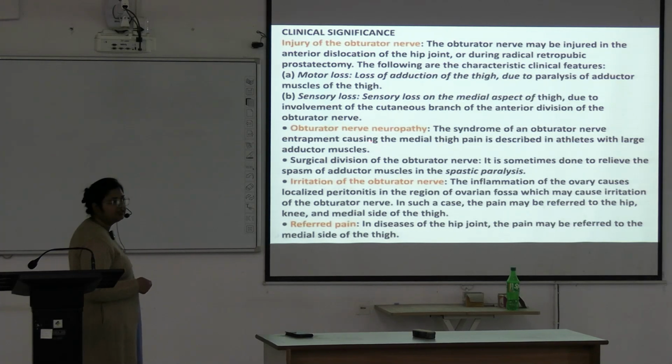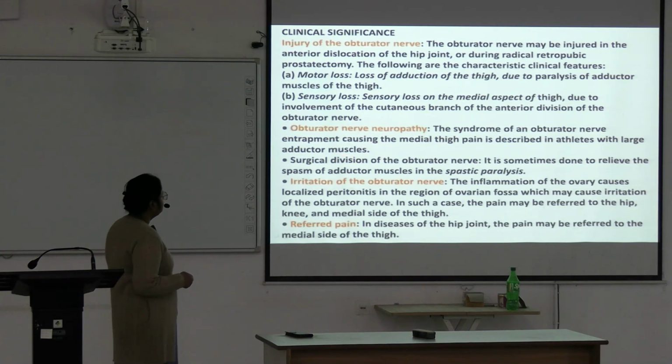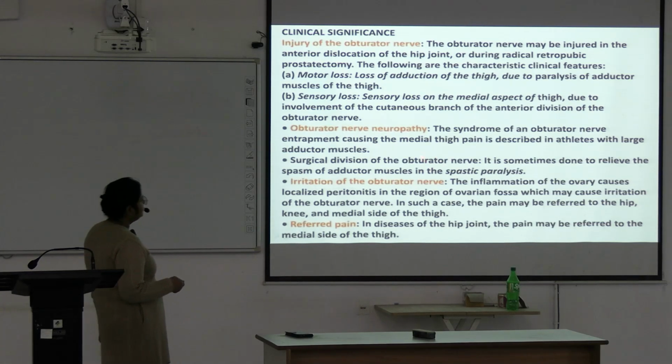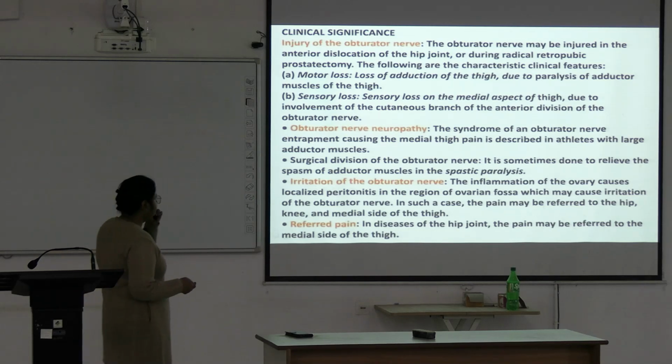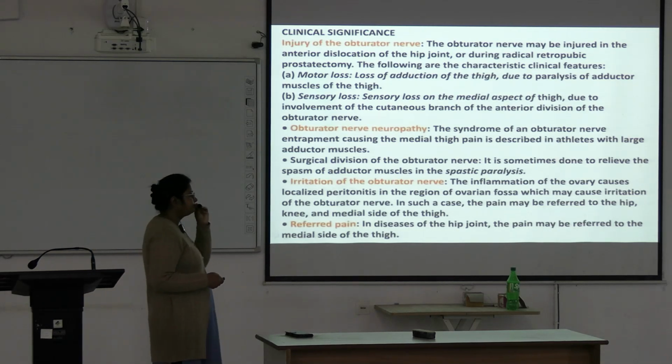with large adductor muscles. Okay, and this nerve is compressed in between the muscles because of hypertrophy of the adductor muscles in athletes. Surgical division of the obturator nerve is sometimes done to relieve spasm of the adductor muscles in spastic paralysis. Okay, to relieve the pain.